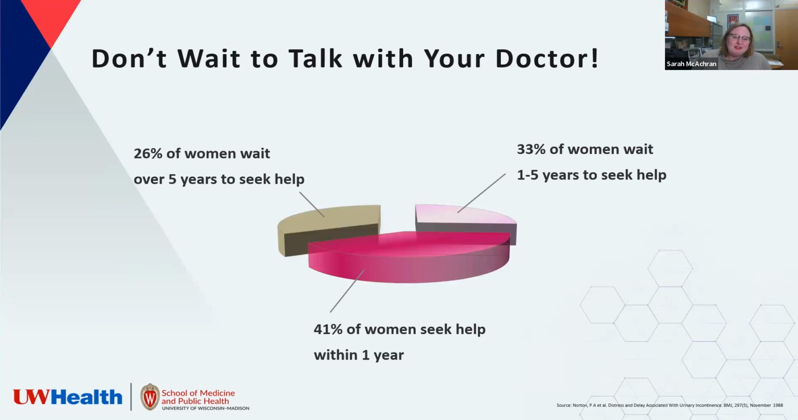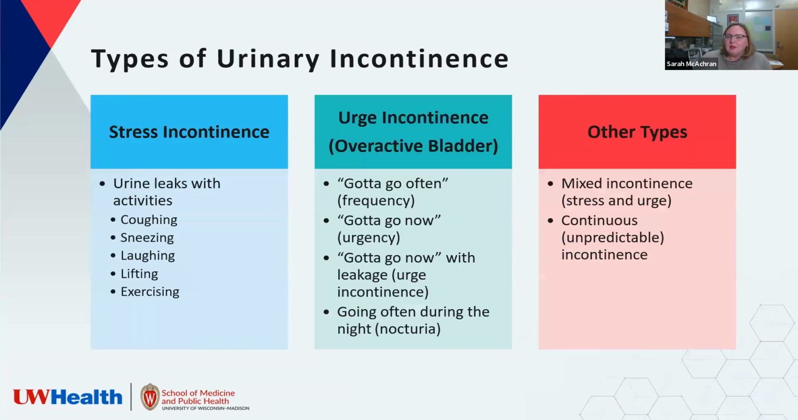One thing that we want to hammer home here is this isn't something you have to wait to talk to your doctor about. We know that a lot of women do wait to talk to their doctor about this problem, and over a quarter wait over 5 years to ask for help. But there are things that we can do that you can work into your everyday life that can help with these issues. We tend to group incontinence into kind of three big categories.